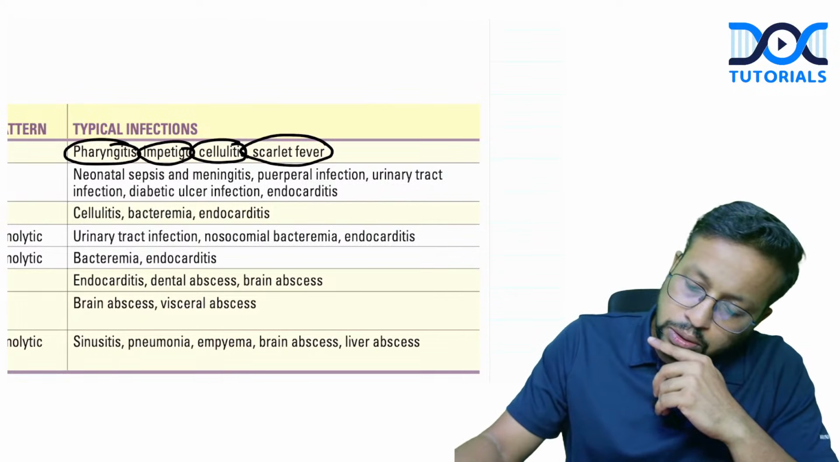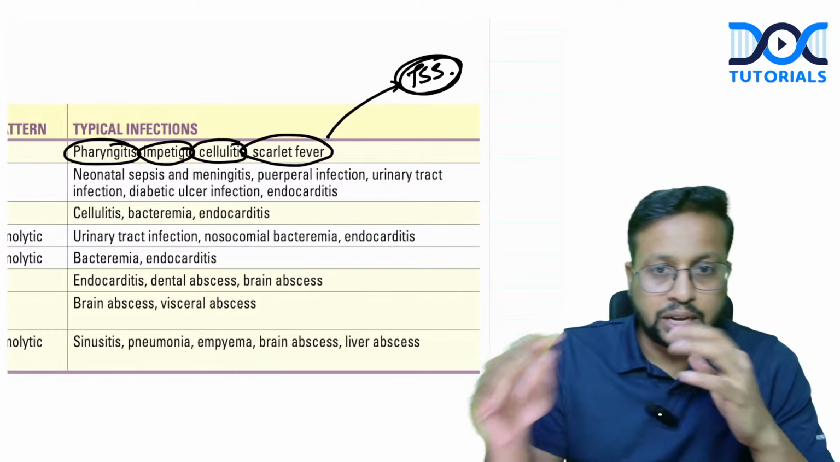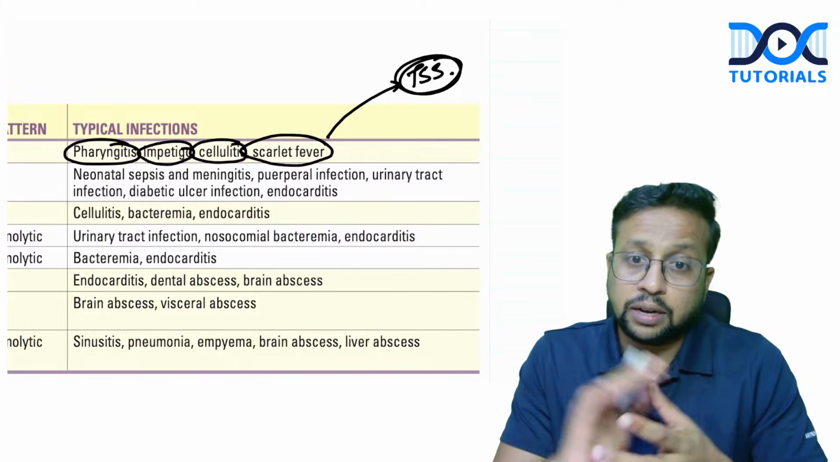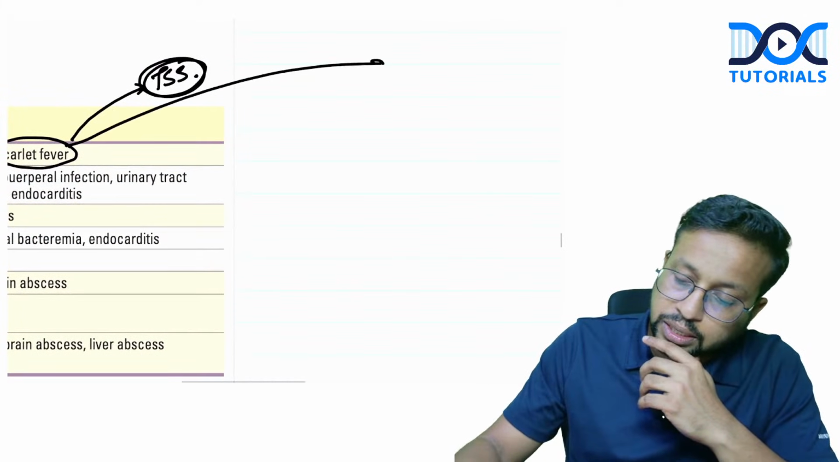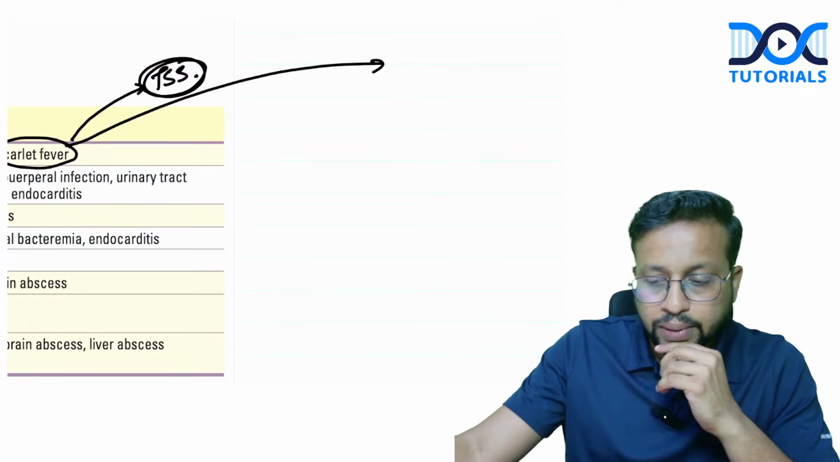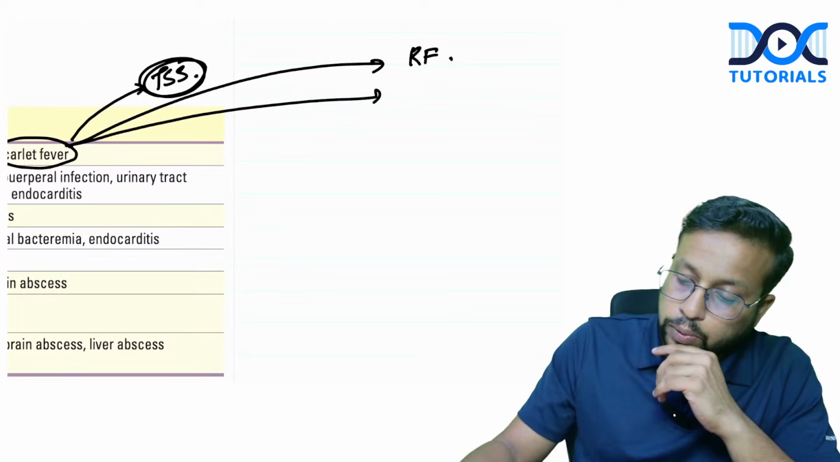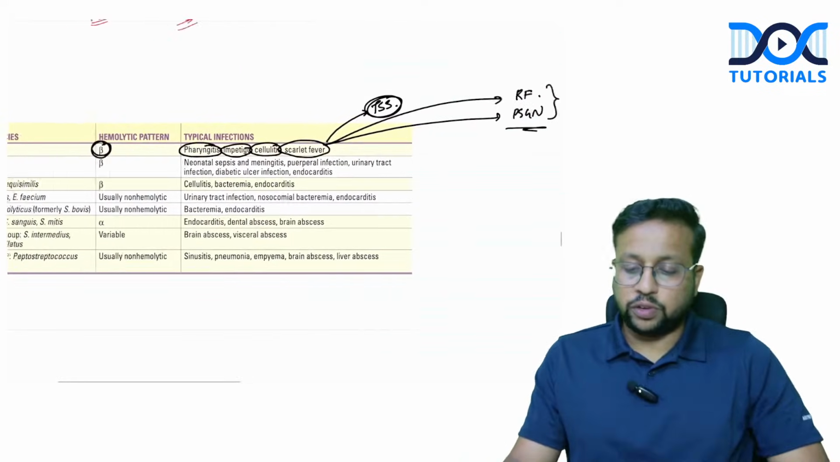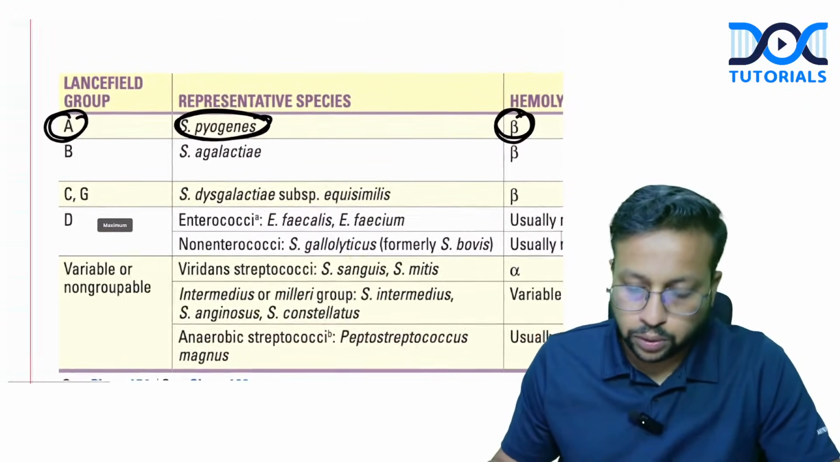It can also cause a toxin-mediated disease called toxic shock syndrome, where the patient has a skin infection and goes into severe hypotension along with other multi-organ dysfunction. It can also cause certain immunological manifestations, in the form of rheumatic fever or post-streptococcal glomerulonephritis. So these are the spectrum of infections that can be caused by group A beta hemolytic streptococci.